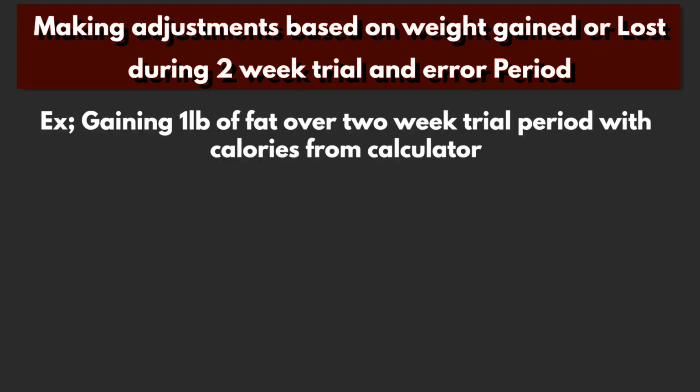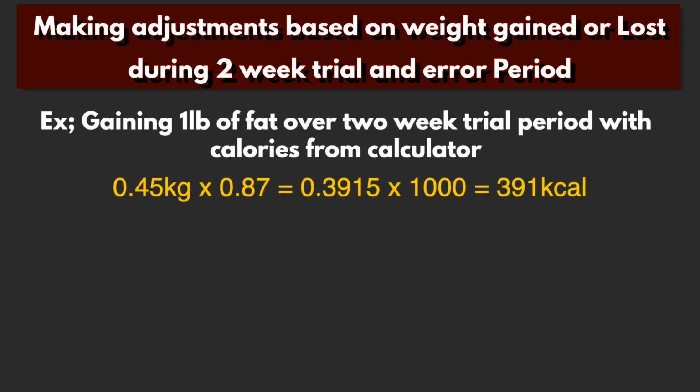So if I gained a pound of fat, or a pound of weight, which is most likely fat, in that 2-week period, what I'm gonna do, because 1 pound is 0.45 kilograms, you're gonna take 0.45 times 0.87, because body fat is not 100% lipid, it's 87% lipid. That's not really important for you. Just know that you have to multiply it by 0.87, and you're gonna get the number, and then you're gonna multiply that number by 1,000, and that comes out to 391 calories above my maintenance I was eating.